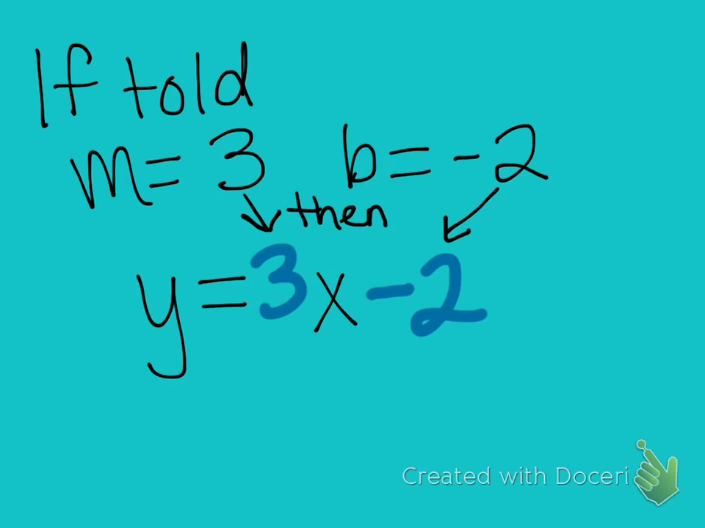When putting an equation in y equals mx plus b form, and you are given information that says the slope, or m, equals 3, and the y-intercept, or b, equals -2, then you will plug in the slope and the y-intercept into the equation y equals mx plus b, and your new equation becomes y equals 3x minus 2.